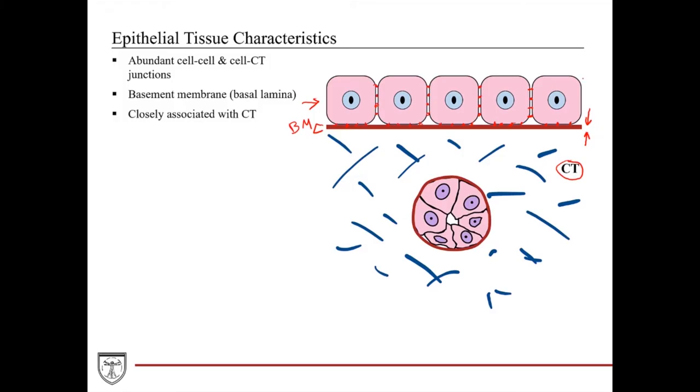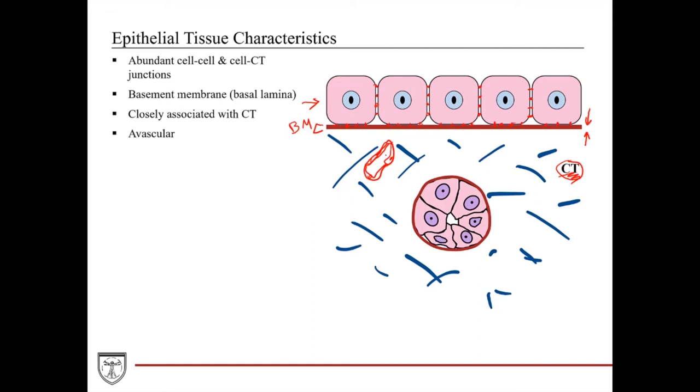The epithelial tissues in general, if not always, are associated with the connective tissue. And this is very important because of the next characteristic, the fact that the epithelial tissues are avascular. They do not have any blood vessels that course through the tissue, which means the epithelial tissues are heavily dependent, if not entirely actually, on the blood that courses through the capillaries in the connective tissue. Connective tissue itself is vascular.